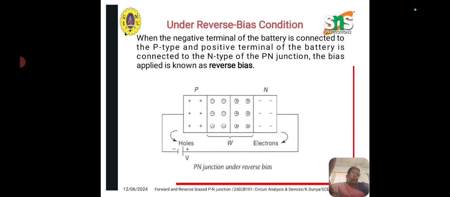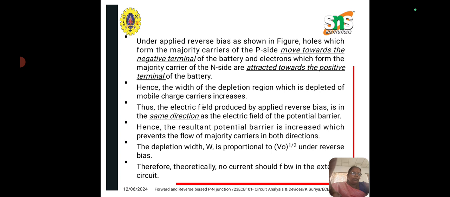Next is the reverse bias condition. Here you connect the negative terminal of the battery to the p-type region and the positive terminal of the battery to the n-type region. This causes the reverse bias. Under this reverse bias condition, holes, the majority carriers of the p side, move towards the negative terminal of the battery, and the electrons move towards the positive terminal of the battery. So the width of the depletion region increases here.